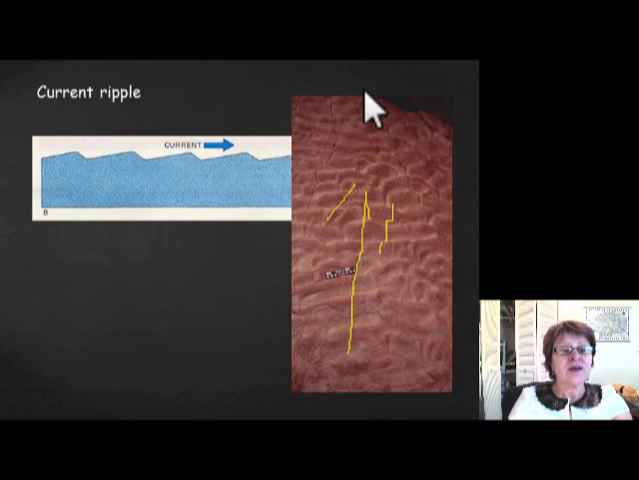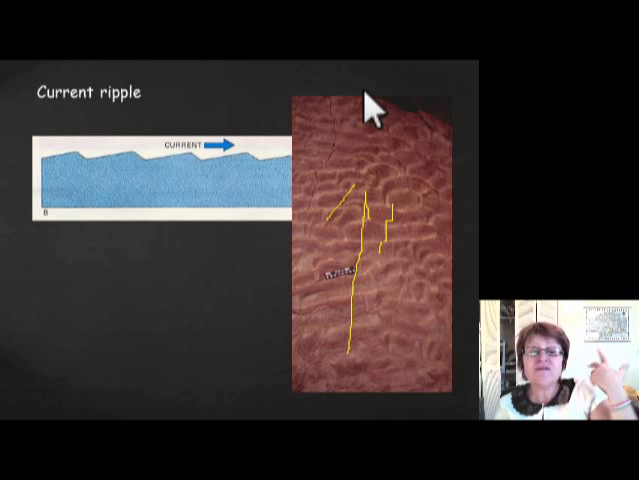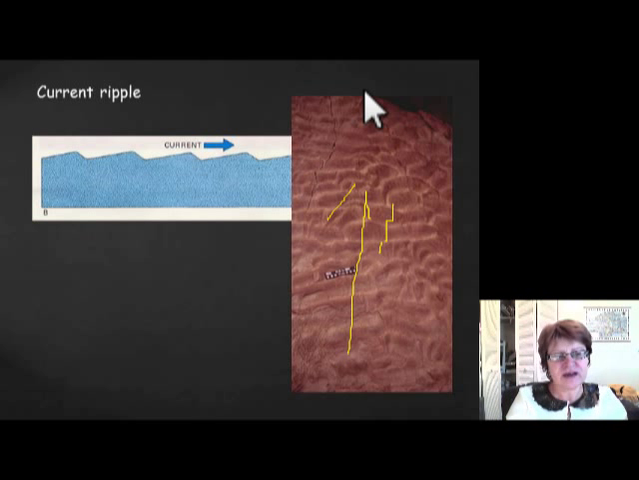This is really useful because you can actually tell which way a river flowed, or you can tell if it was ocean, you can tell if it was a river, or if it was a desert, or if it was a beach environment. So these are very important. The sedimentary structures are going to give you very, very useful information.